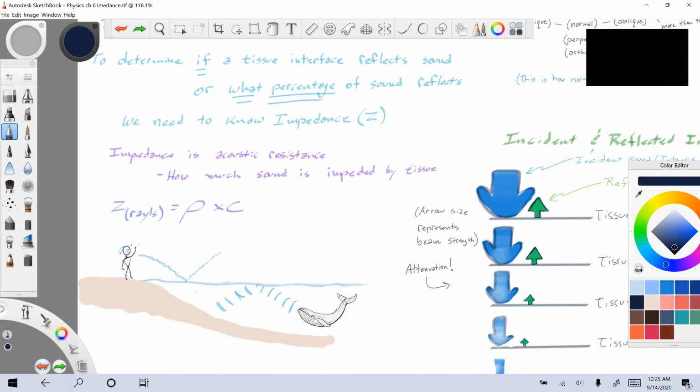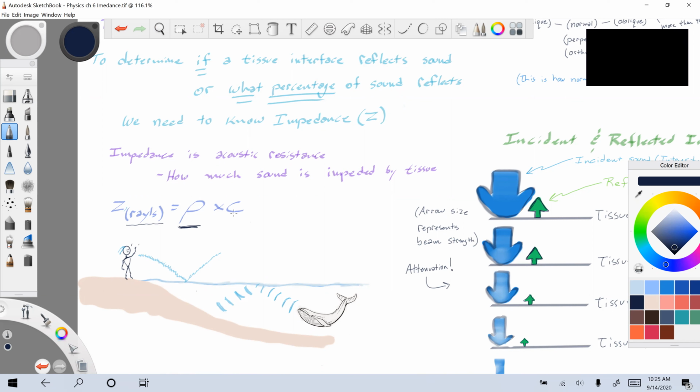But we're talking about sound, aren't we? So Z, impedance, is in rayls. Now, rayls is kind of a funny number. A typical impedance is like 1.6 million rayls, so we have a very large number for that. And that is found by density, this Greek letter rho, times the speed of sound in that tissue. So the density of the tissue times the speed of sound in the tissue is our rayls.